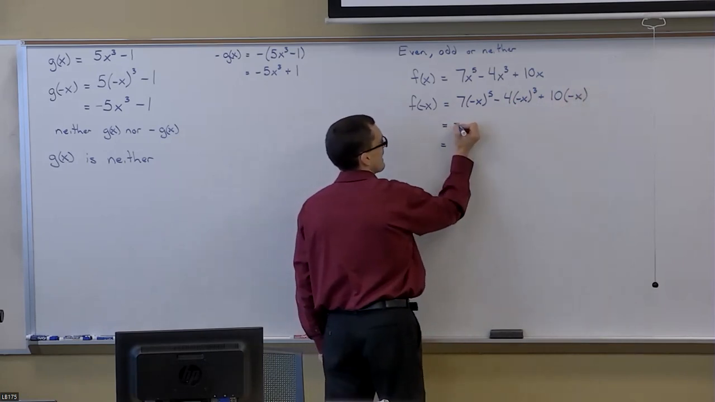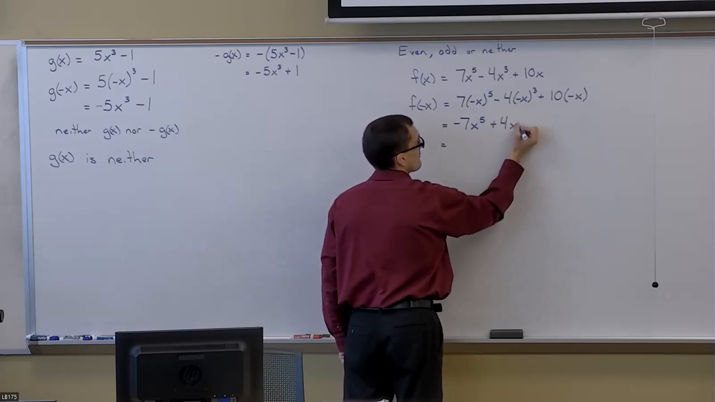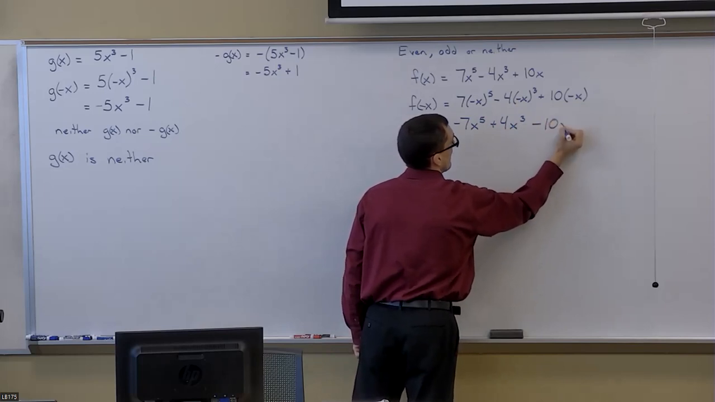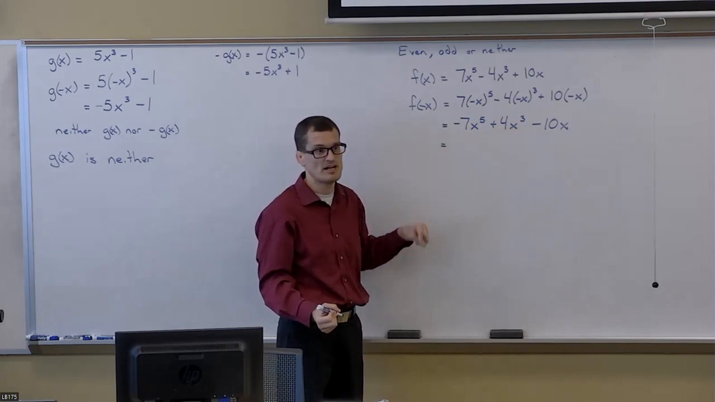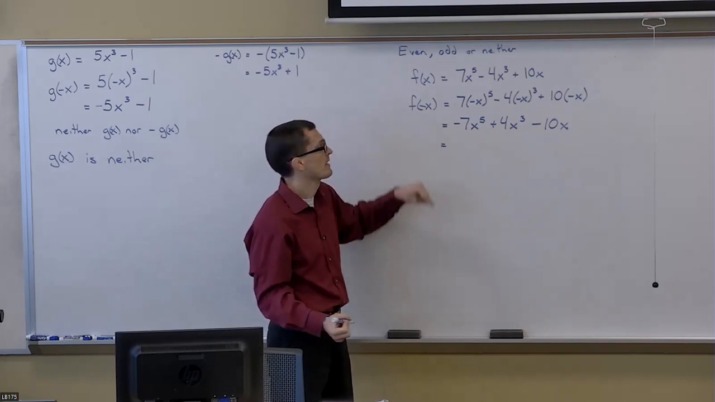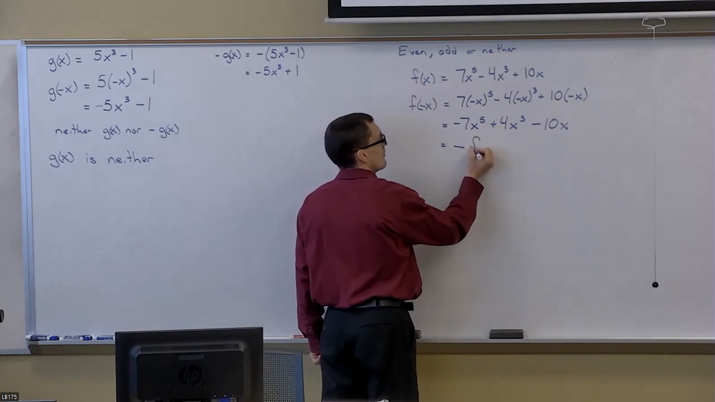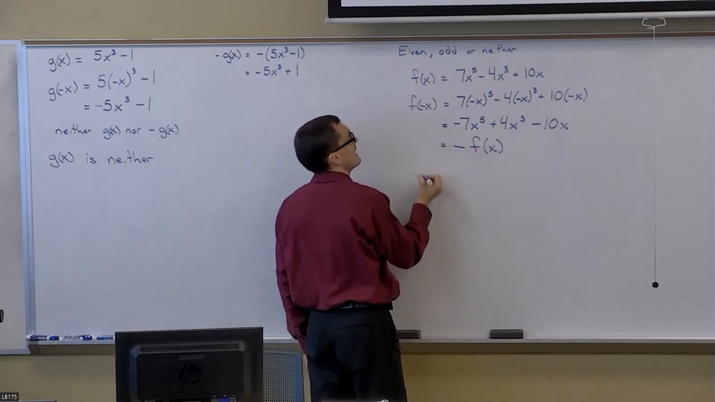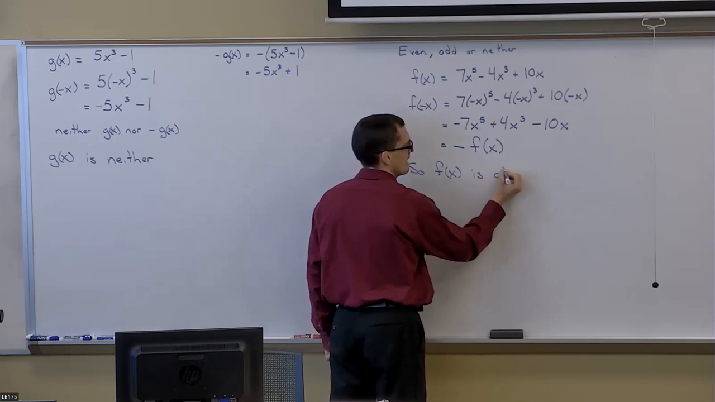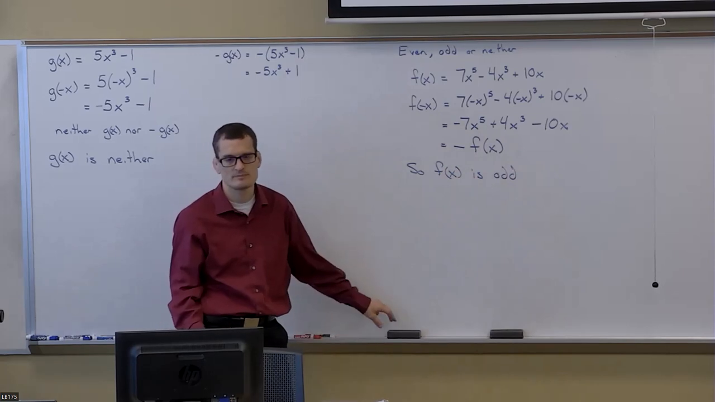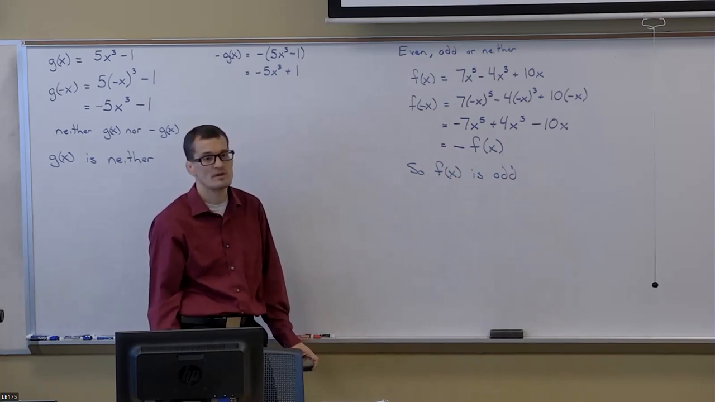So if we bring out the negative, negative 7x to the fifth, negative times negative 4 is a plus 4x to the third, and that's a minus 10x. Notice how each piece changed signs from positive to negative or negative to positive. Since every term changed signs, this is the negative of my original function. And so my original function is an odd one. Is that okay?